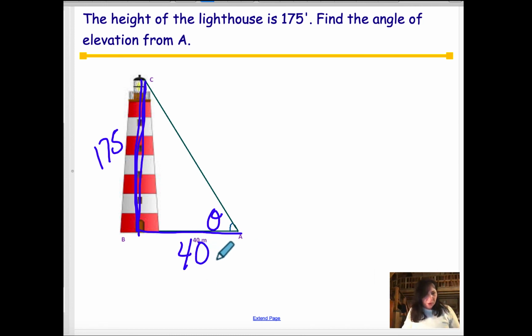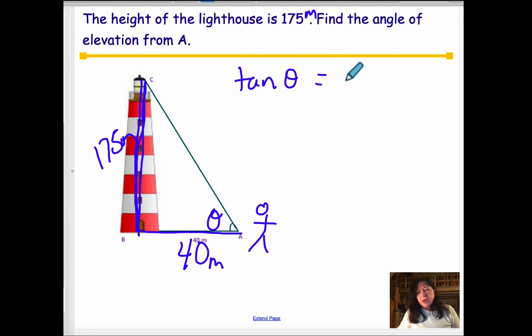That's 40 meters. Actually, let's stay with the same. We're going to make this 175 meters, and this is 40 meters, so we don't have to worry about changing the unit measure. You're looking up at the lighthouse, and you want this angle right here. So tangent of theta is equal to opposite, which is 175, over adjacent, which is 40.